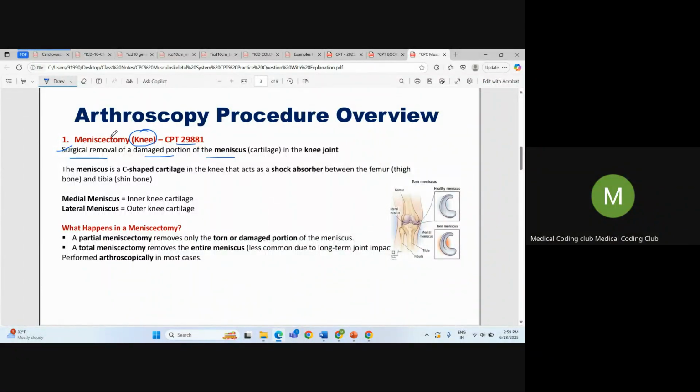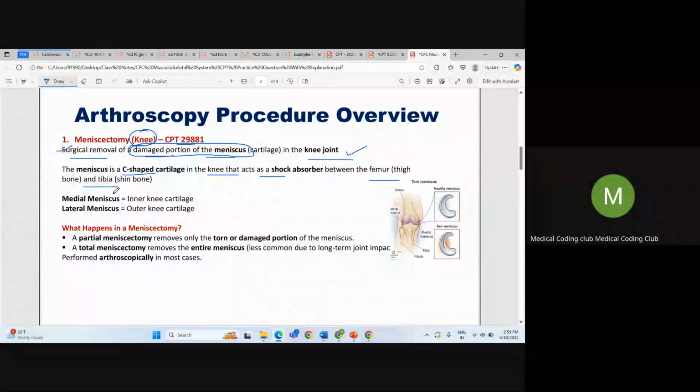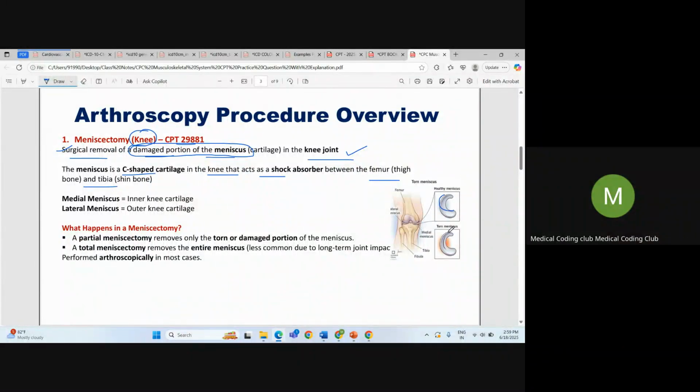They perform an ectomy, which means removal. What are they going to remove? They are going to remove the damaged portion of the meniscus in the knee joint. You should also know that the meniscus is a C-shaped cartilage in the knee that acts as a shock absorber between the femur and tibia. You can see the image here.